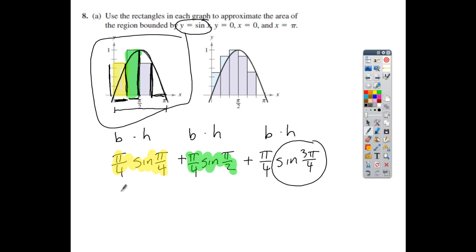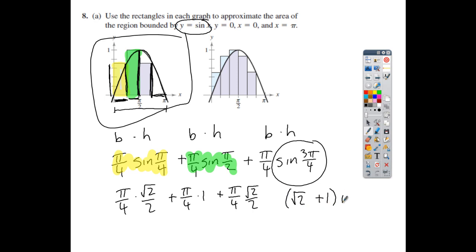All right, so now we evaluate each of these. I've got pi over 4 times sine of pi over 4, which is root 2 over 2. Then pi over 4 times sine of pi over 2, which is 1, plus pi over 4 times sine of 3 pi over 4, which is root 2 over 2. When I simplify, I've got root 2 over 2 twice, so that's just root 2, plus 1, and then multiply that by pi over 4. So I pulled out the pi over 4, and you can plug this in your calculator to get a decimal answer.